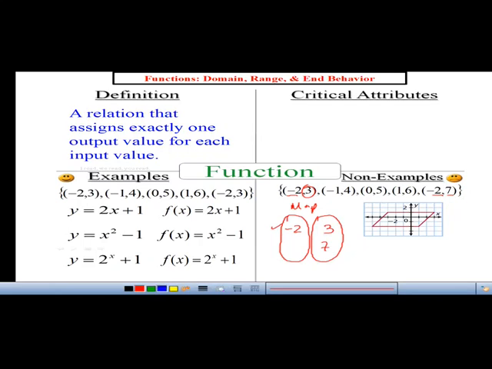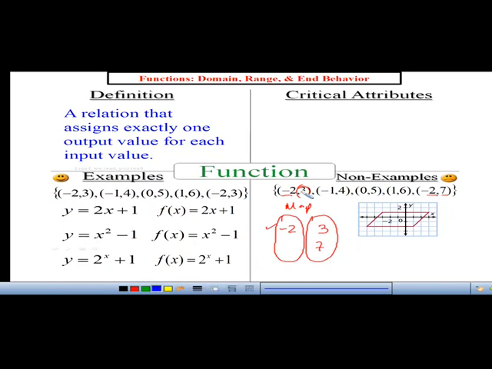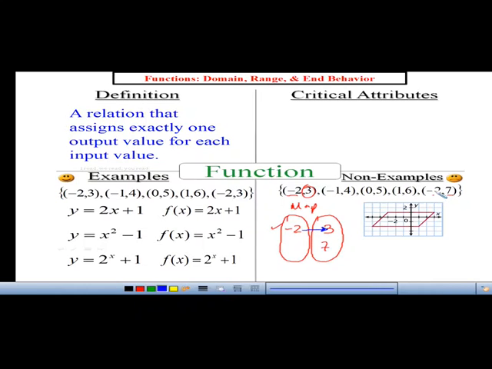So now let me show the relation for each one. -2 goes to 3. And this one, -2 goes to 7. Now by looking at it, how many outputs does -2 have? 2, 3 and 7. That's why this is not a function, because the definition says there's exactly one output for each input. How many outputs does this one have for -2? 2. That's why that's not a function.